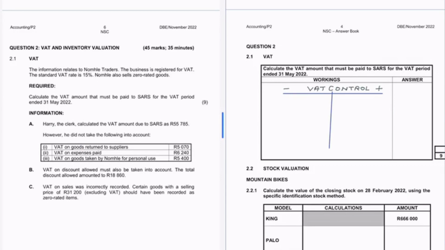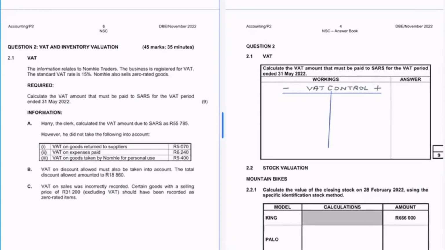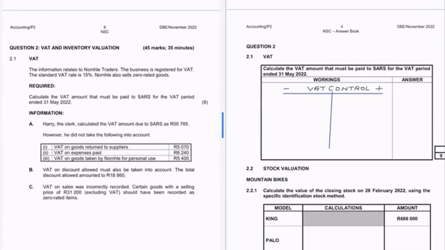I'm going to do the answer in the format of a general ledger account because I think it's easier to understand the inputs and the outputs and what must be added and what must be subtracted. However, if you are comfortable to, you can just simply do a sum, adding and subtracting the relevant figures. So we're going to start with that amount that we are told is due to SARS. And if it's due to SARS, then obviously it's got to go on to the credit side. 55,785 Rand. Now let's go and look at the transactions that Harry did not take into account.